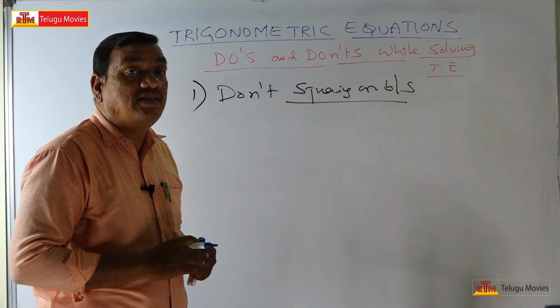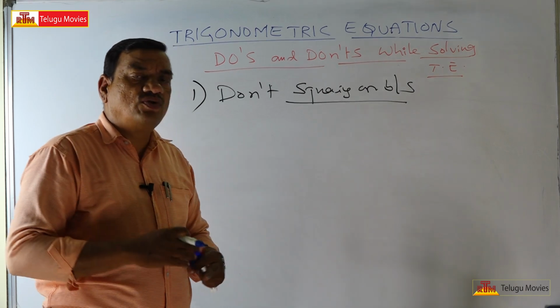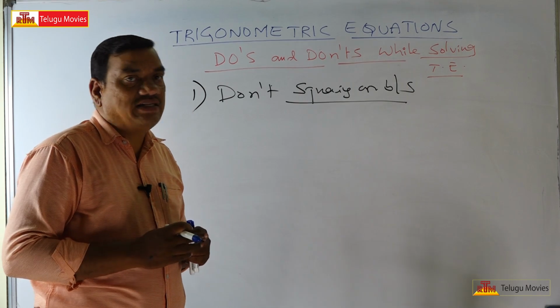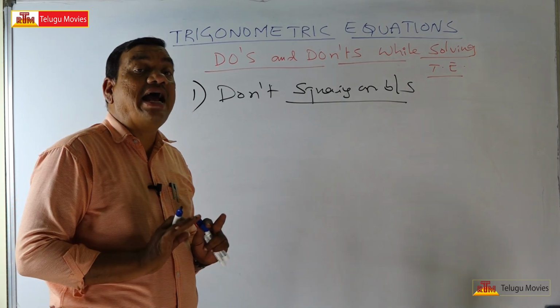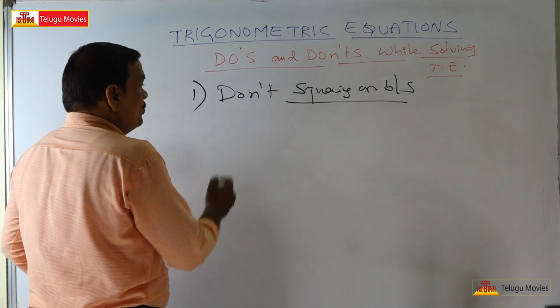But while squaring, you should be very careful. Don't square on both sides, cube on both sides, or take the whole power 4 on both sides. You should avoid this as far as possible. Why? Let me show you one example.